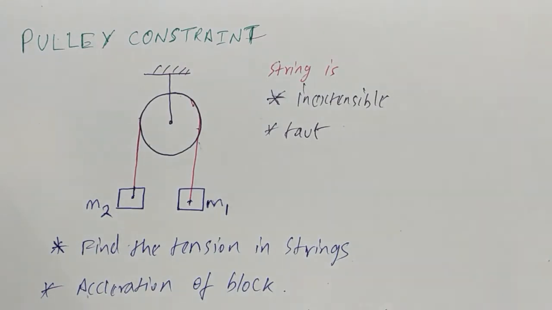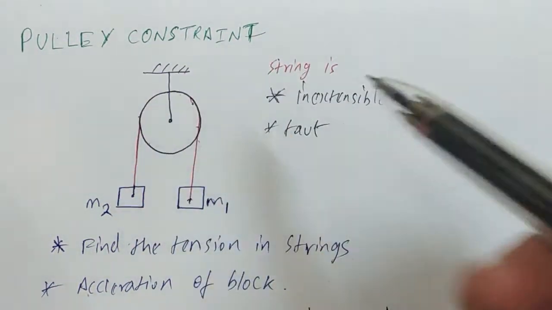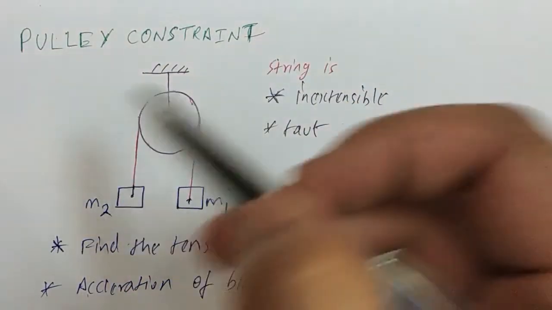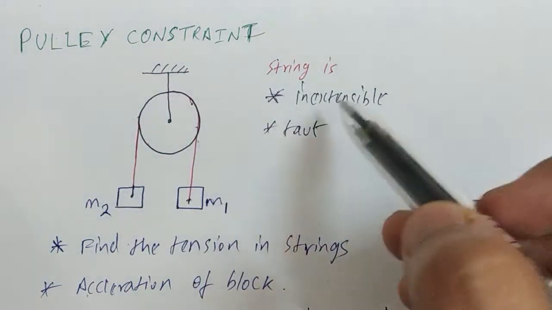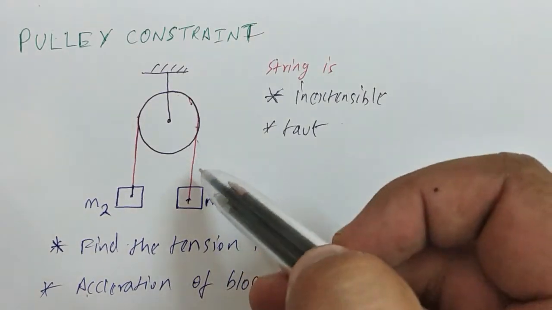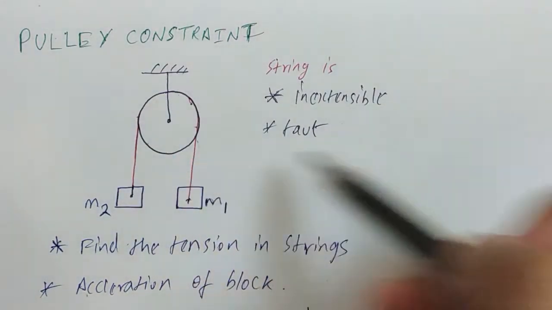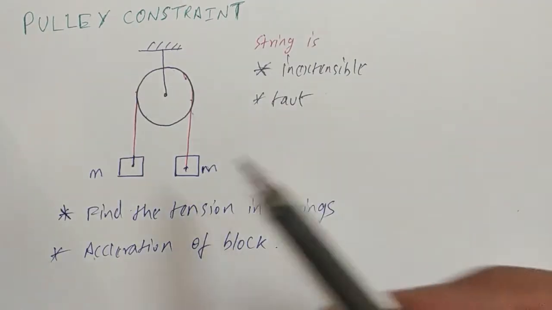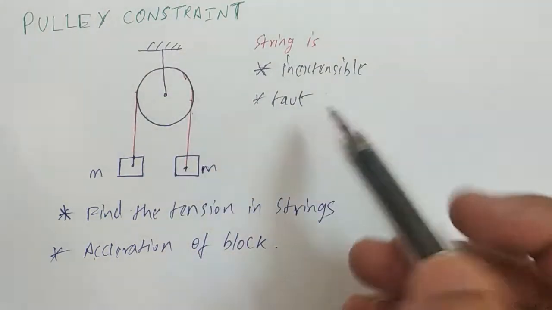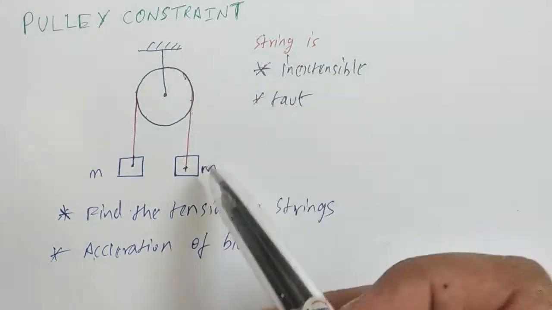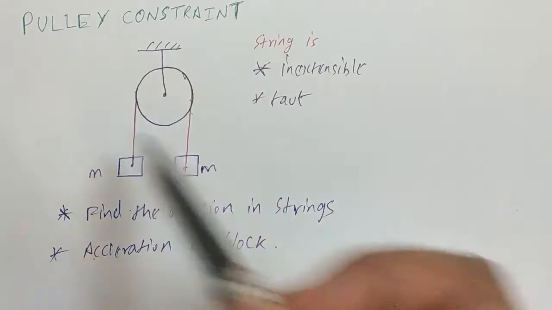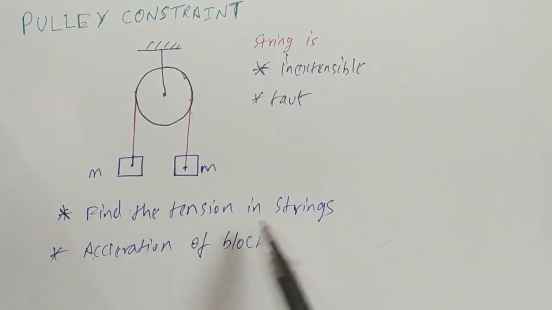And we need to assume certain things before starting off with the concept. Now, first of all, we need to understand that the pulley has a string that is inextensible. So, inextensible means it doesn't extend. The length of the string is always fixed. Also, the string is taut, which means that the string is tight. It is not slack. Now, I have already discussed the diagram. The question is, find the tension in strings and acceleration of the blocks.